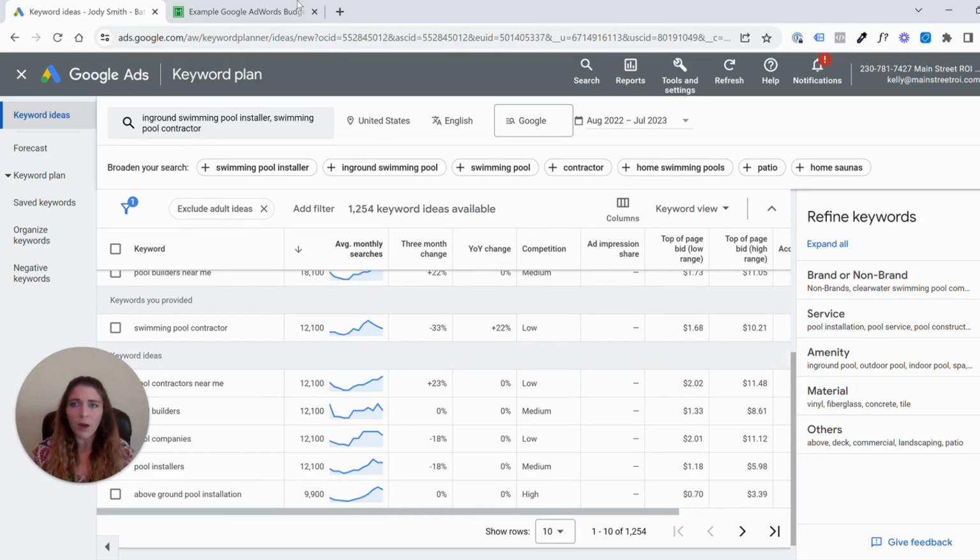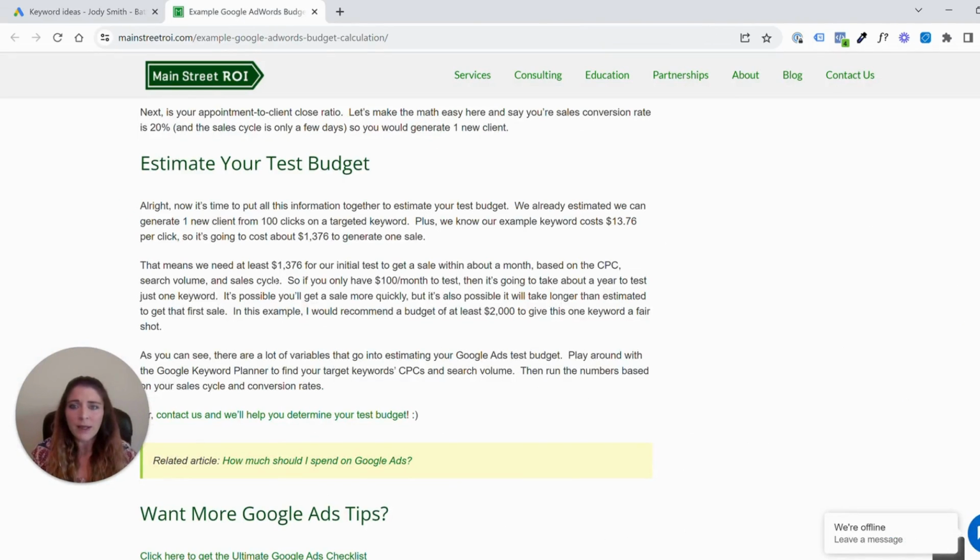And then once you have a good idea of that, then your test budget, let's just say if you can get one new client from 100 clicks on a targeted keyword, and if your keyword is going to cost roughly $13.76 per click, then that would be about $1,376 to generate one sale, and that's in ad spend. So if you only have $100 a month to test, which we would never suggest you do, but if you only have that dollar amount, then it's going to take you about a year of testing.